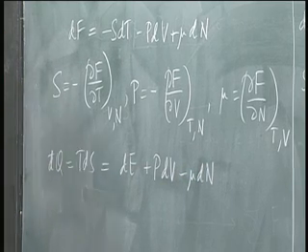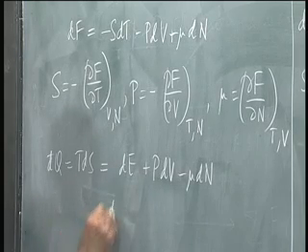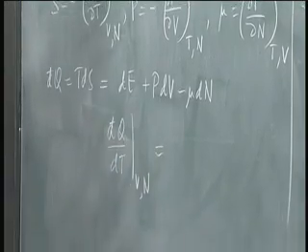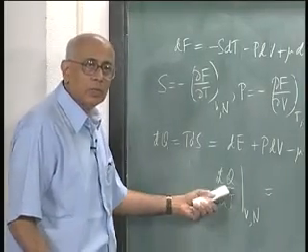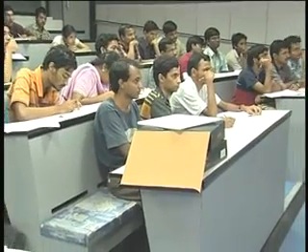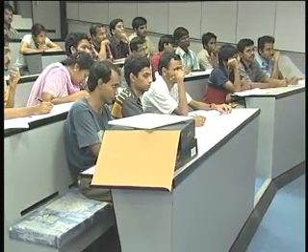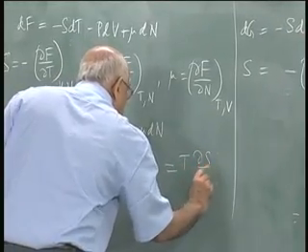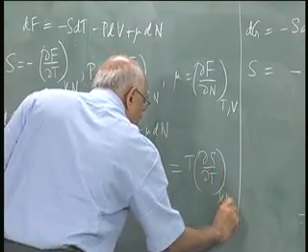If you are at constant V and N, then dQ over dT at constant V and N, what do you call this? It is the specific heat. It is the rate at which heat is absorbed. I mean, how much heat you must supply to change the temperature by a given amount at constant V and N. By definition, this is equal to Cv.